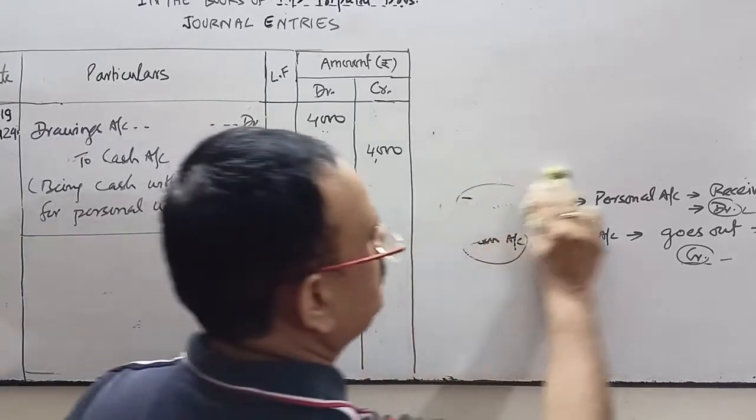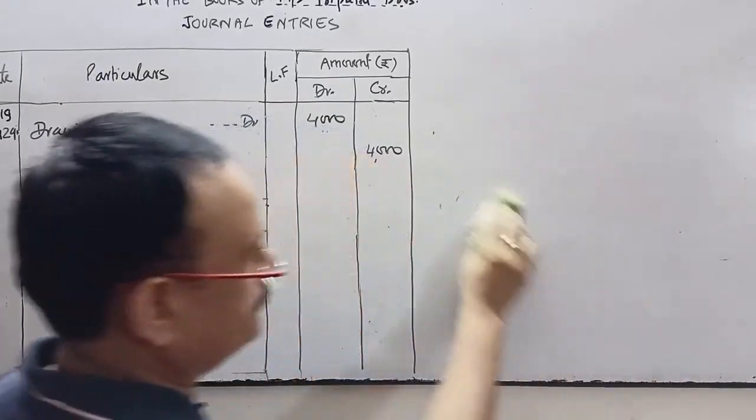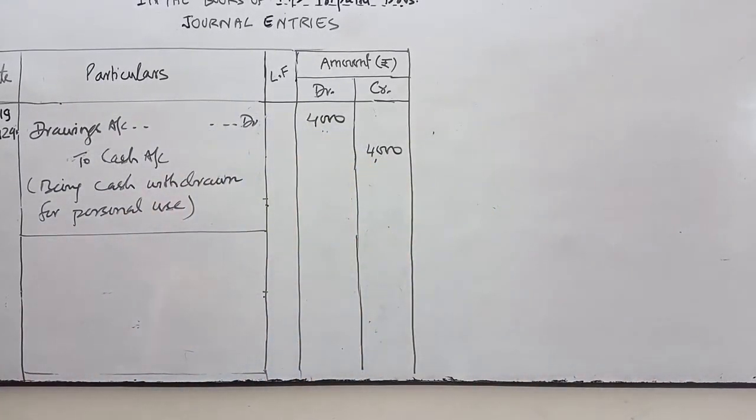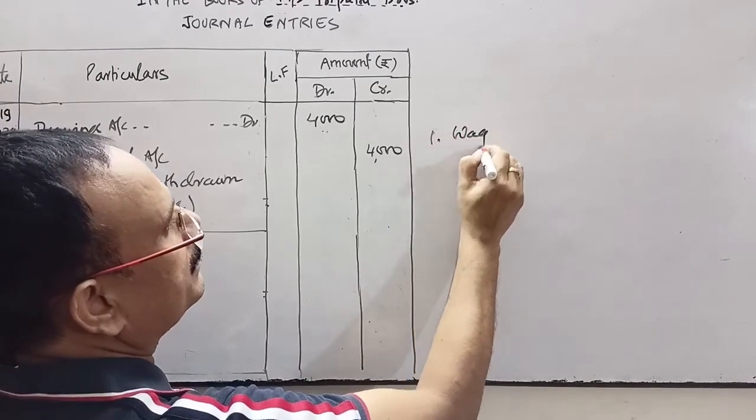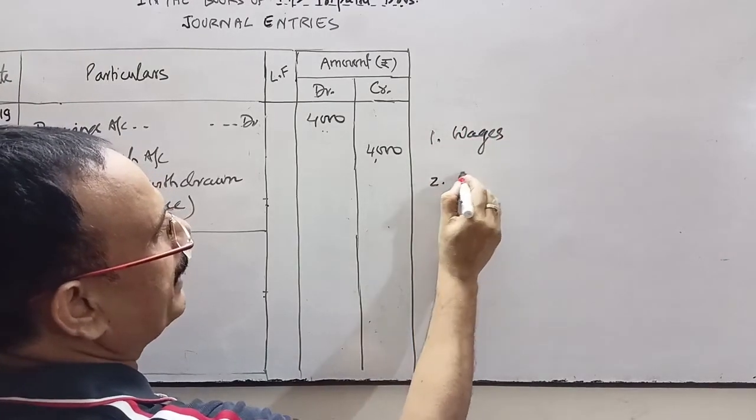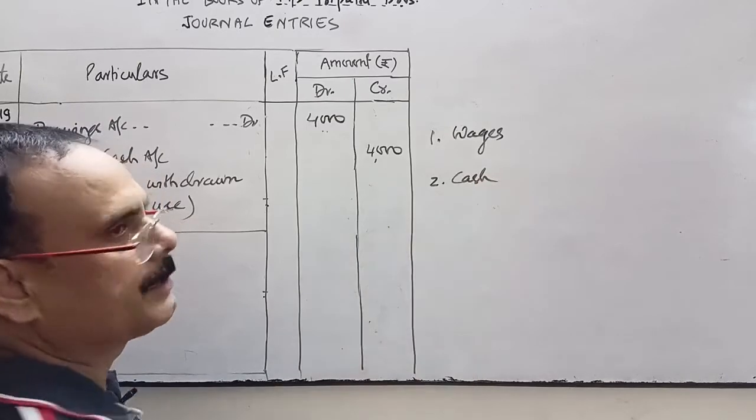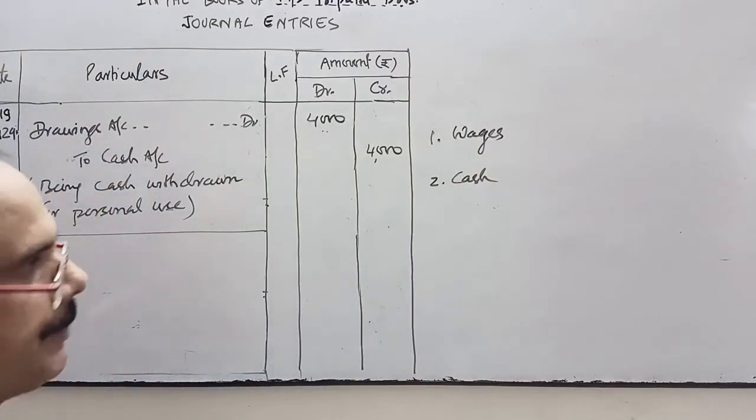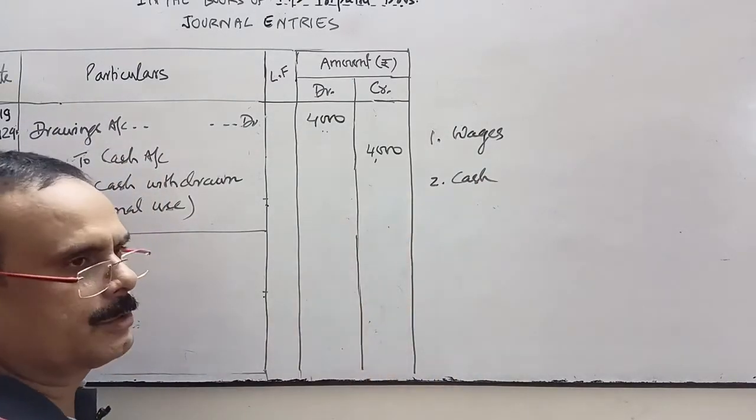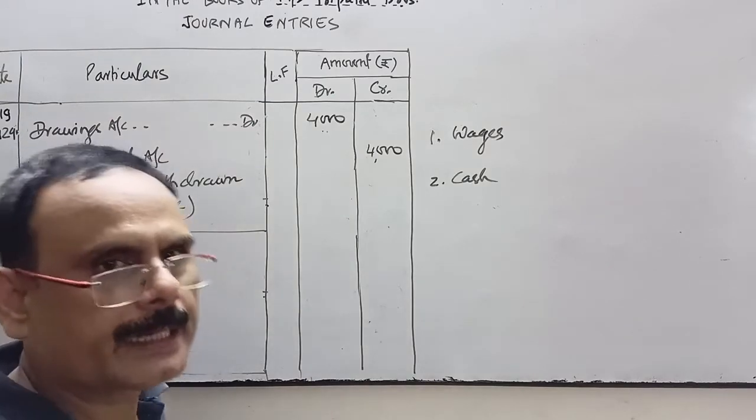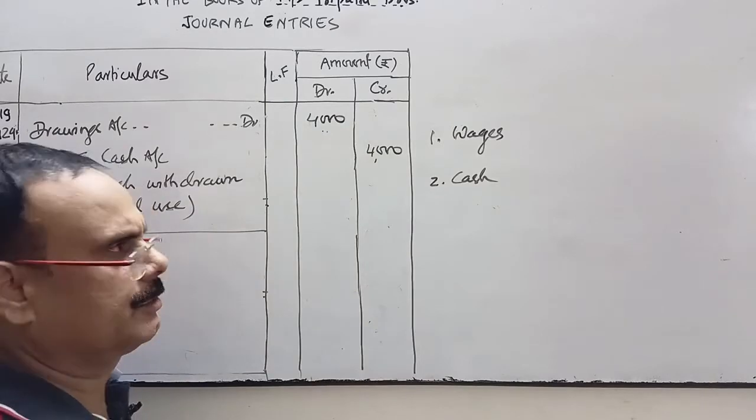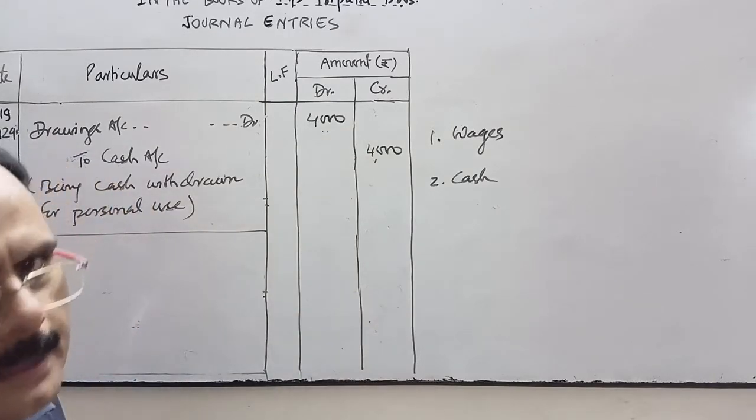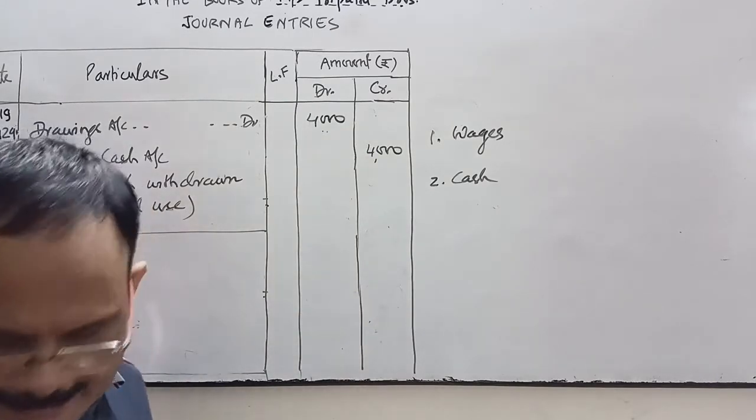Okay, the next transaction. See the next transaction. Next transaction is wages paid. So wages account will be opened, and when the wages are paid, we have paid the amount by cash or by check. If it is paid by cash, then cash account. If it is paid by check, then bank account. No information is given here, and I am considering it is a cash account, payment through the cash account. Okay, here it is my consideration.